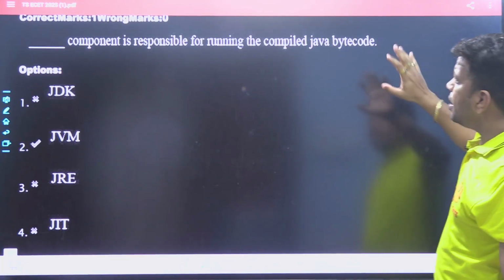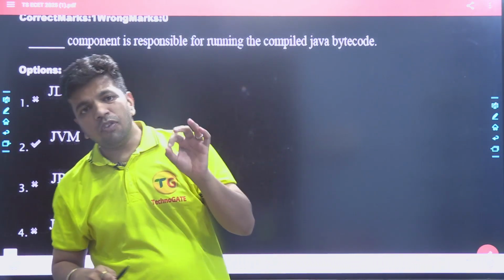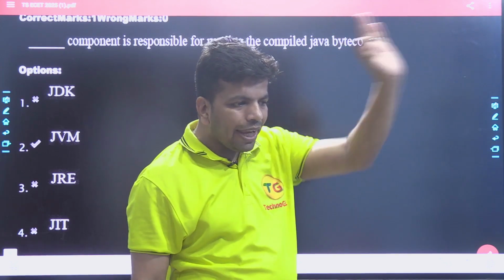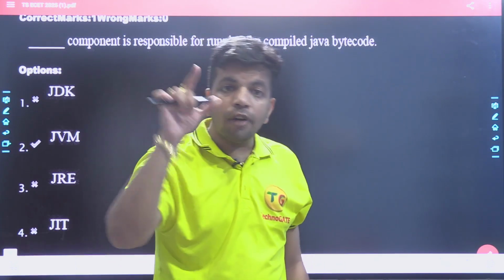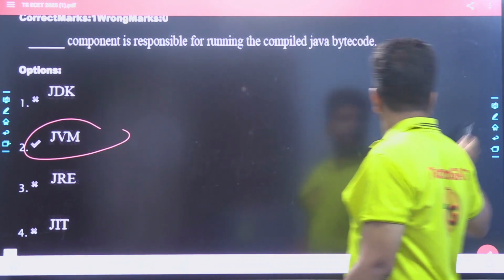Which component is responsible for running the compiled Java bytecode? See, Java is platform independent because of the bytecode. So we can send that bytecode to any machine, and that machine is going to run that code because of the JVM, the Java Virtual Machine. That is your answer.